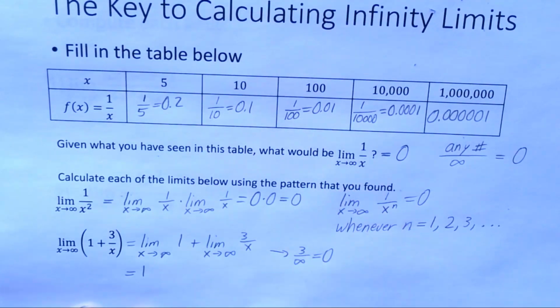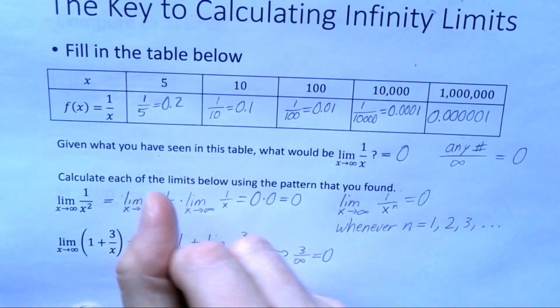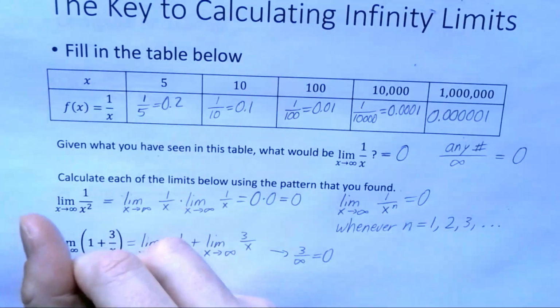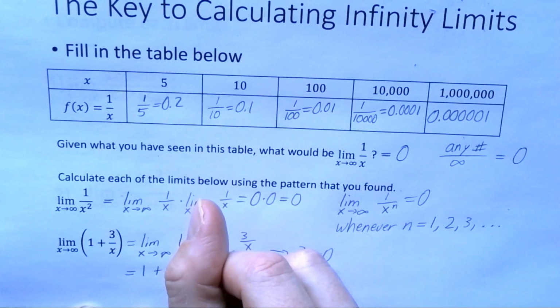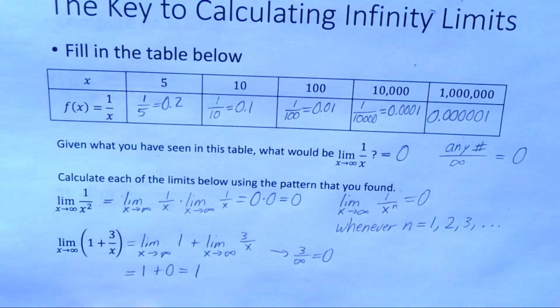And so, this second limit is just 0. And so our answer to this problem would just be 1. And this is a key idea, and that is if you're adding and you have a number plus a number over infinity, the number over infinity is 0. And so we're just left with whatever is not divided by infinity.